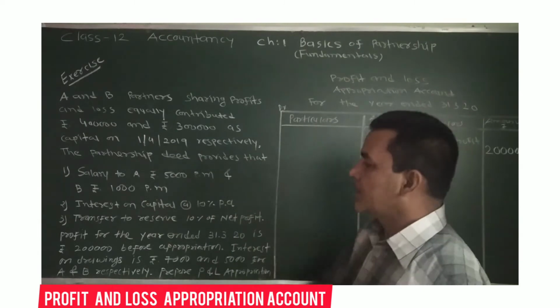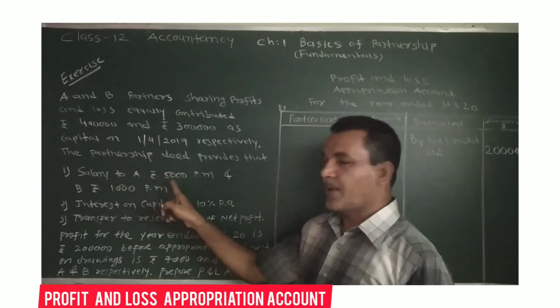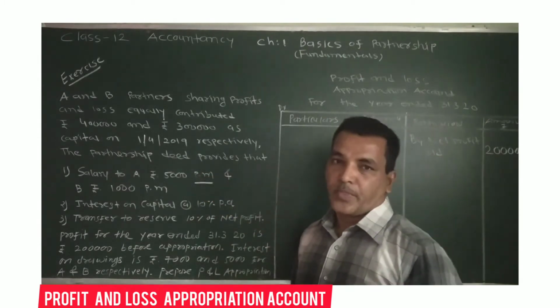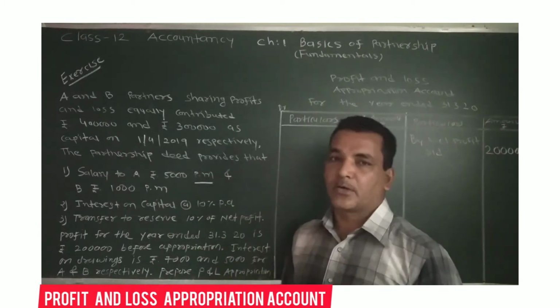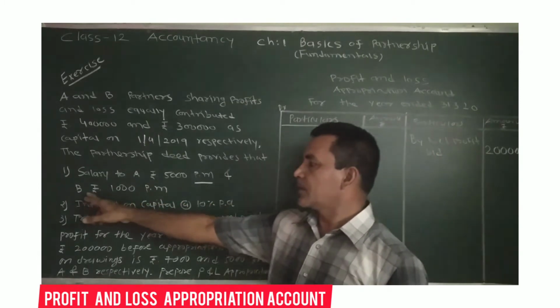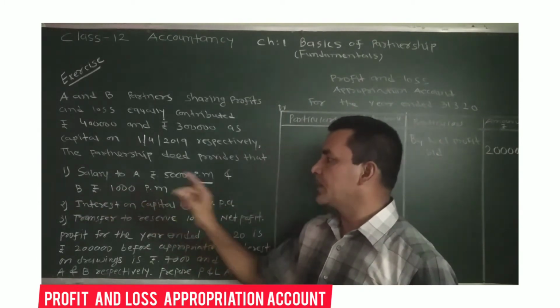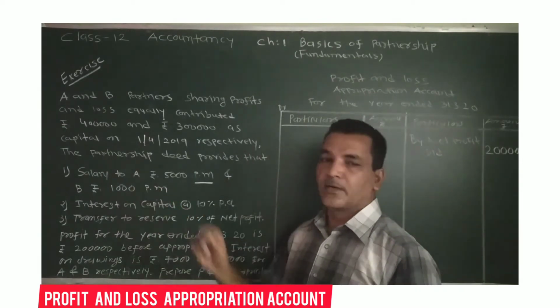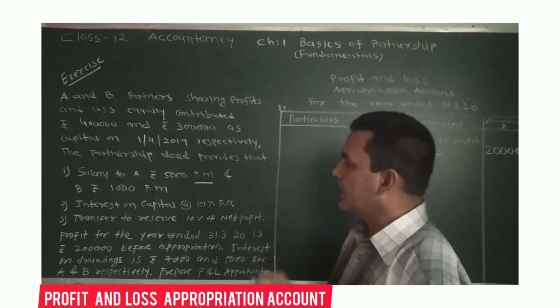But that is not given, so directly in the outer column. Thereafter, the first point, salary to Mr. A 5,000 rupees per month. See, the per month is written. So per month 5,000, so for 12 months 60,000. And Mr. B rupees 1,000 per month. So 12 into 1,000, so 12,000. So in this way, salary.